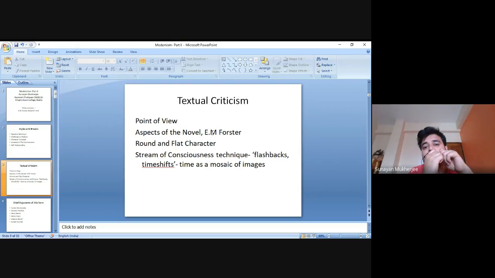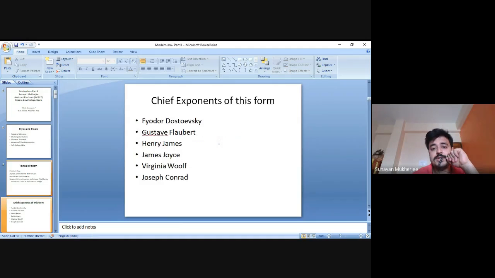Okay, so the stream of consciousness technique, which is also a very significant part of modernist fiction, you would read with James Joyce, and with Virginia Woolf in their works. So we would come to this later on as well.